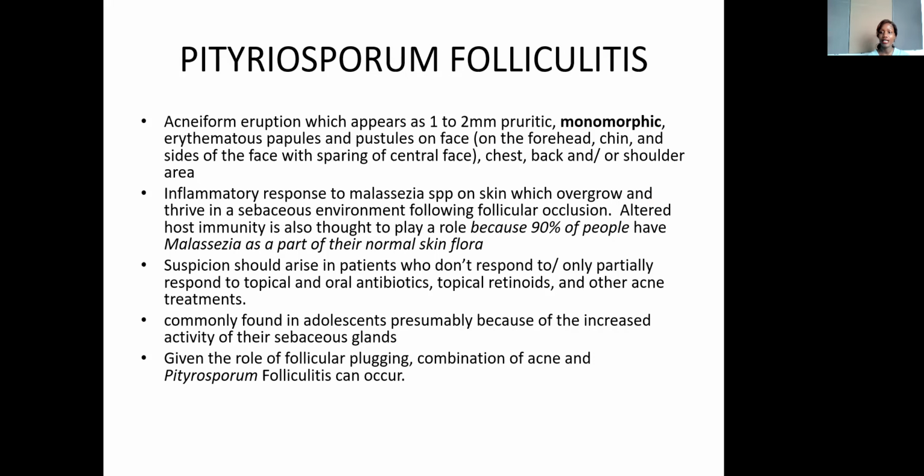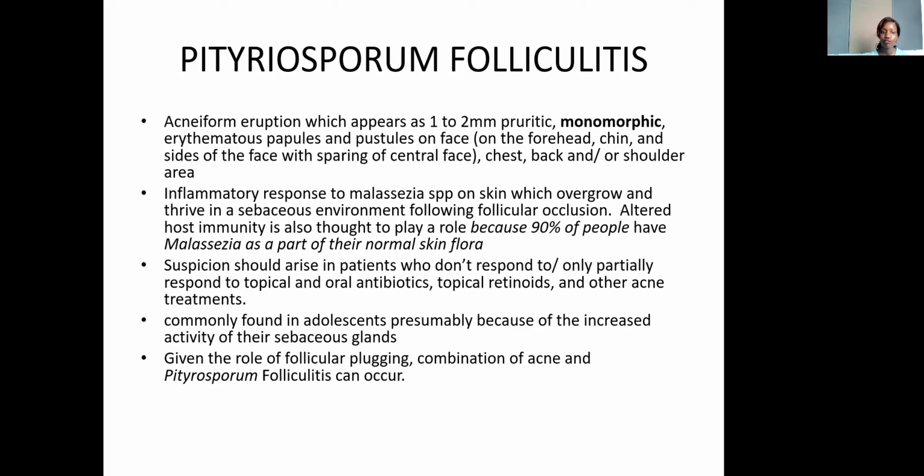Now, when we move on to the adolescent age group, there's a condition known as Pityrosporum folliculitis, which is an important condition to be aware of. This condition tends to present as an acneiform eruption, but these lesions present as monomorphic papules and pustules, which may be pruritic. And in terms of the distribution, which may help you differentiate from acne, is that these lesions tend to present mainly on the forehead, the chin, and the sides of the face, with sparing of the central face. Again, comedones will not be found. Other sites of involvement, which can also occur with acne, include the chest, the back, and the shoulder area. And of course, these are areas where there's an increased density of the sebaceous glands.